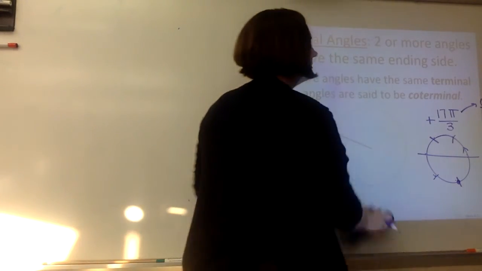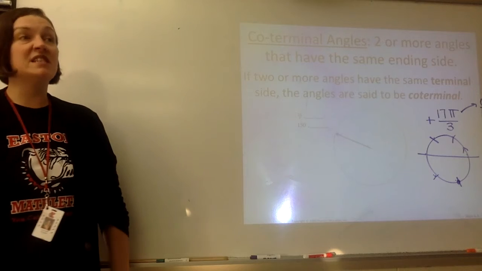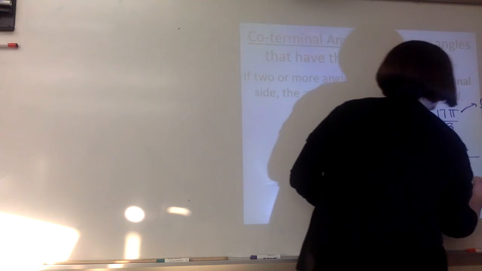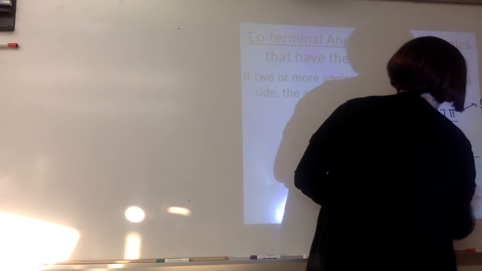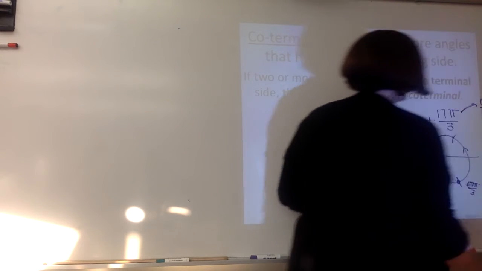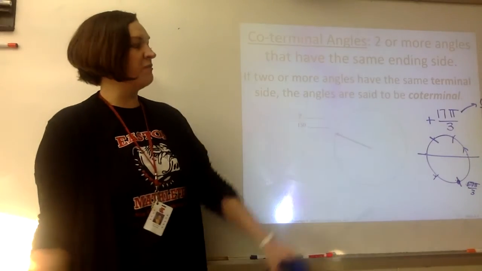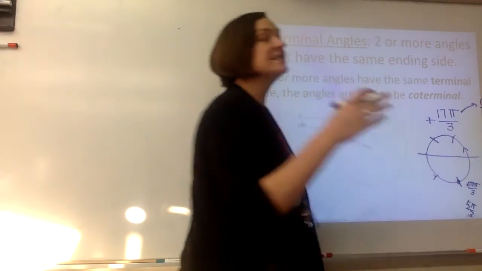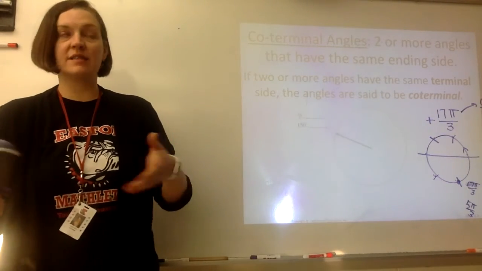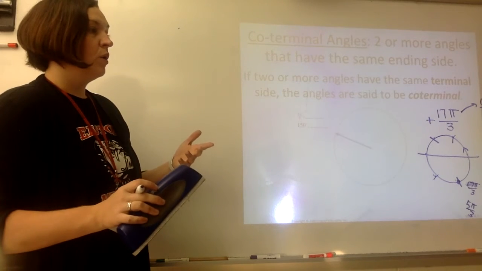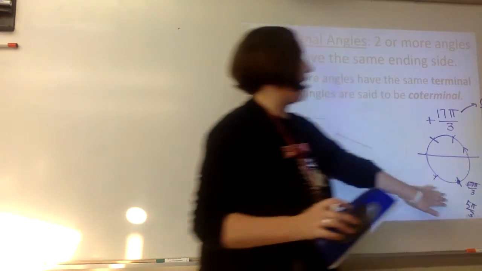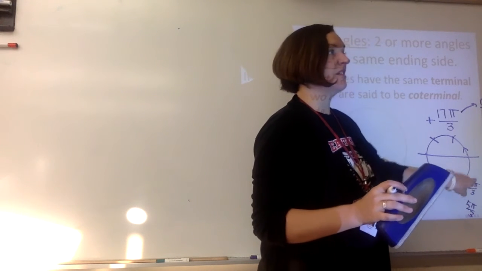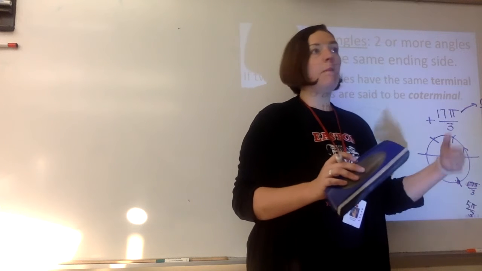Here we go. What I just wrote on the board there, 17 pi over 3, is an example of a coterminal angle. This is 17 pi over 3. It's also the ending location for 5 pi over 3, isn't it? When I say what is the difference, I don't mean to subtract. I'm asking the question, how is a radian value of 5 pi over 3 different than a radian value of 17 pi over 3? They end at the same spot. What makes them different?